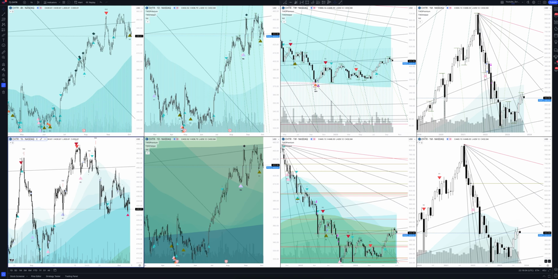Today we will take a look at Charter Communication stock. Let's analyze the market situation and find out how you can make money on it. Let's start.